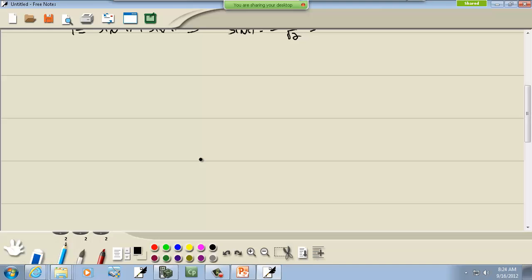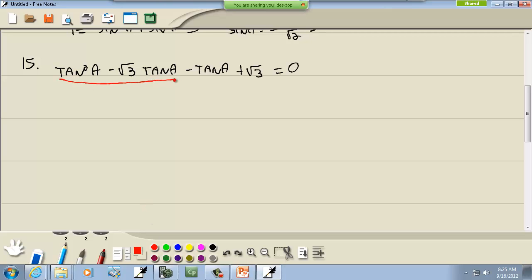This is another factoring one. Tangent squared theta minus square root of 3 tangent theta minus tangent theta plus square root of 3 equals 0. Now in factoring, if we had 4 terms, we use factoring by grouping. We'll do the same thing here. We'll group these two together, and we'll group these two together.